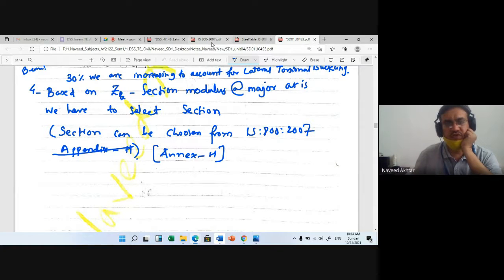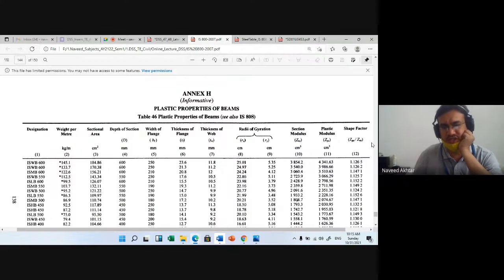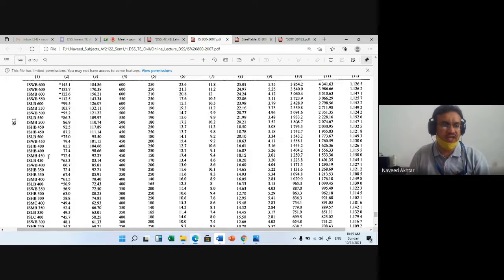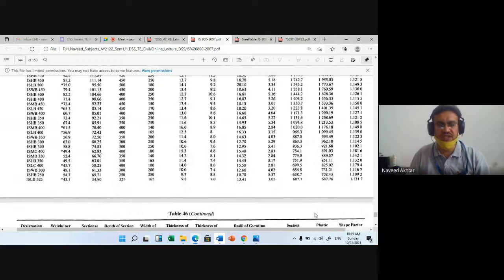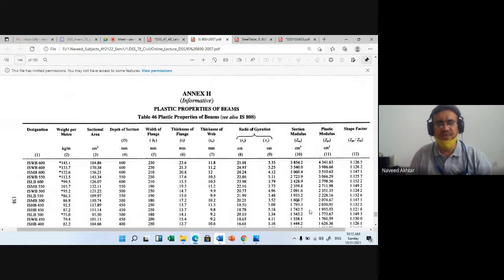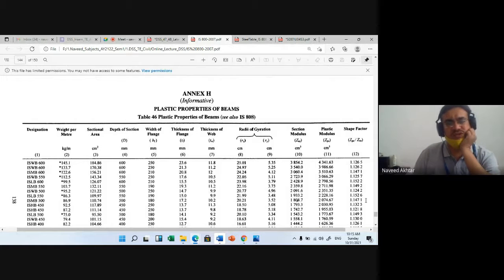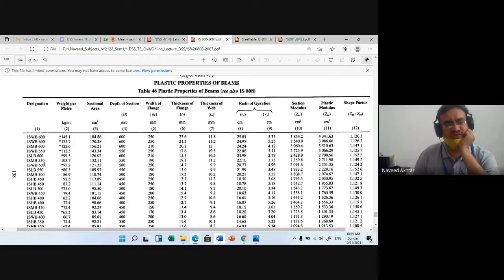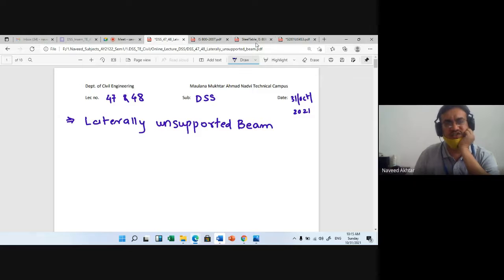Okay. In IS 800 2007, you can see here the elastic section modulus about the major axis is given. Also the shape factor is given. With whatever you are using, I section or channel section, you can get the Zpz here, and based on the value of Zpz, you have to choose your section, the section you are going to provide for the first try.